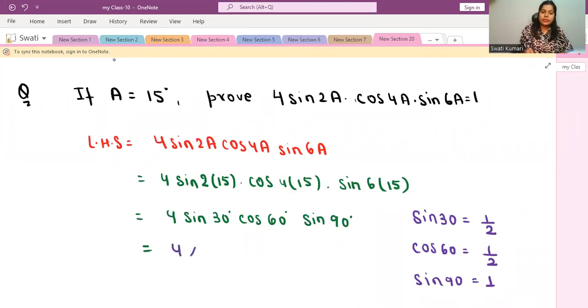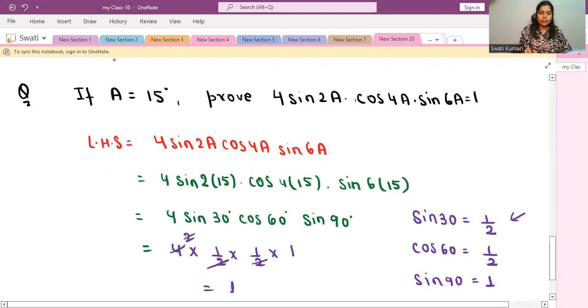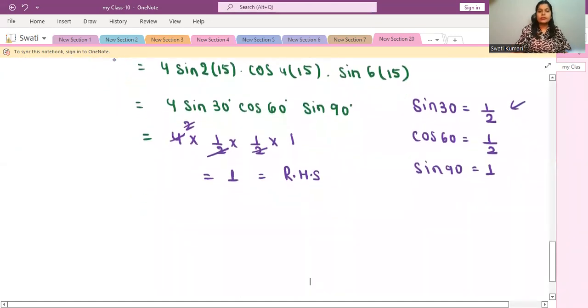So this will become 4 into sine 30, whose value is half, so let's write down half. Cos 60 value is half, so let's write down half, into sine 90 which is 1. So 1. Now clearly this will get cancelled here, and we got 1, which is nothing but our RHS, right-hand side. Since we got the RHS, we have proved LHS equals RHS. And yes, we have proved it.